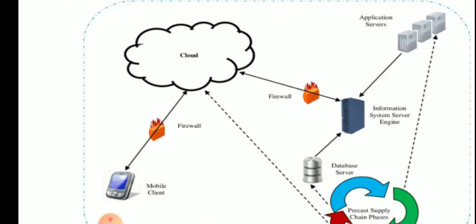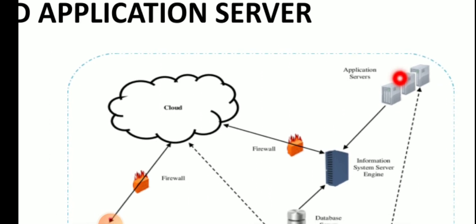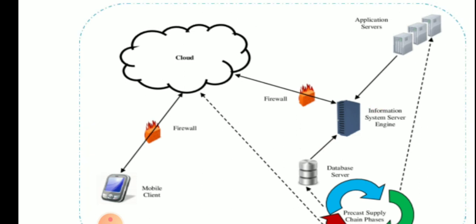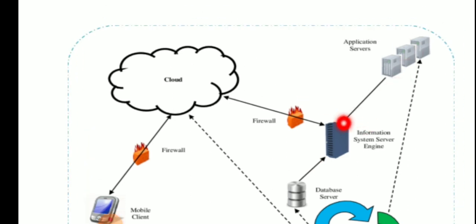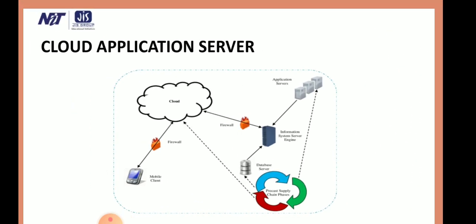This is the diagrammatic representation of a cloud application server. It is related to the information server engine and it controls the working. The database server, information server, and application server are connected. There is security protection through a firewall. Also present are supply chain phases. This is about the cloud application server.